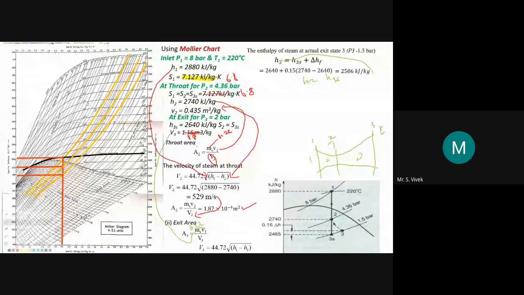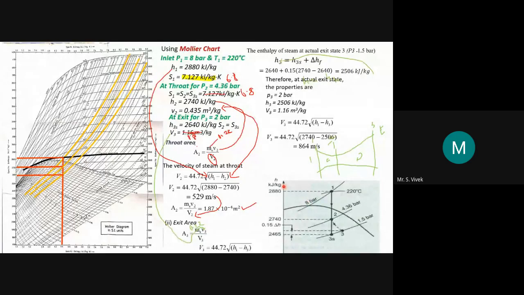Now simply, you have to substitute the value of H1, that is 2880, in this equation, and the 2560 which I calculated just now in the place of H3. So you will get the velocity as 864 meter per second. From that you can calculate the area value, which is m small v divided by capital V. The mass flow rate is 0.22, specific volume value is 0.8, and velocity is 864.